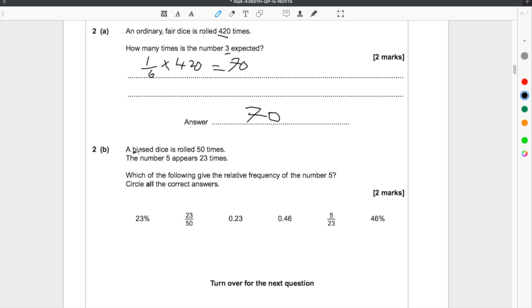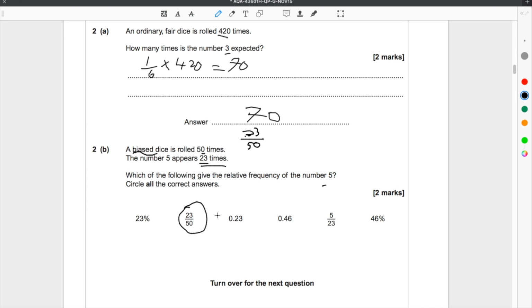Question 2b, a biased dice is rolled 50 times, the number 5 appears 23 times. Which of the following give the relative frequency of the number 5? So, in other words, what is the proportion 5 is coming up? Well, if 5 appears 23 times out of 50 times, then we have a fraction of 23 out of 50. So we're circling all of the correct answers, so there's more than one. Well, 23 out of 50 is the relative frequency of 5 appearing because out of 50 throws the number 5 appears 23 times, so this is one answer.